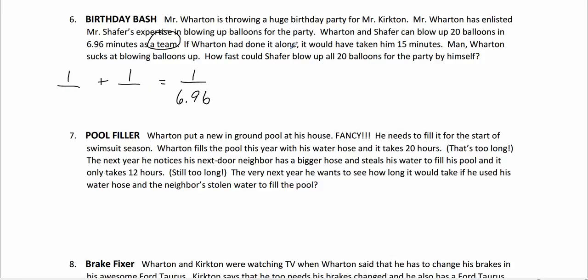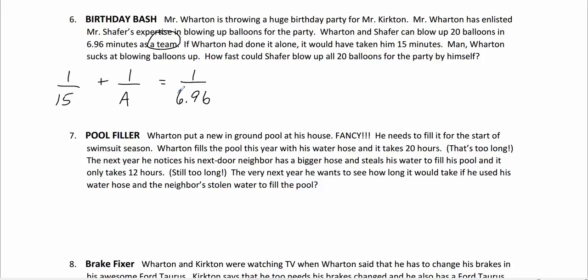If I had done it alone, it would have only taken me 15 minutes. What I do not know is, well, apparently I suck at blowing up balloons, because 15 minutes, that's a lot of time. But how fast can Schaefer blow up 20 balloons? So this is going to be your A or X or S, it doesn't really matter. Now, if you notice, coming up with an LCD between 15 and 6.96 is a little bit cumbersome.